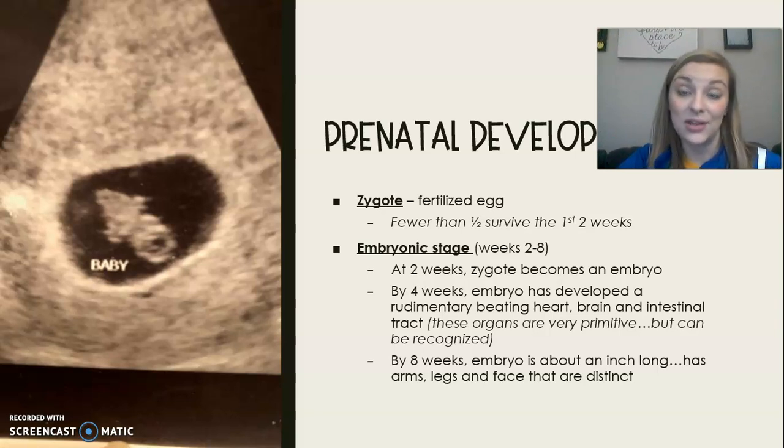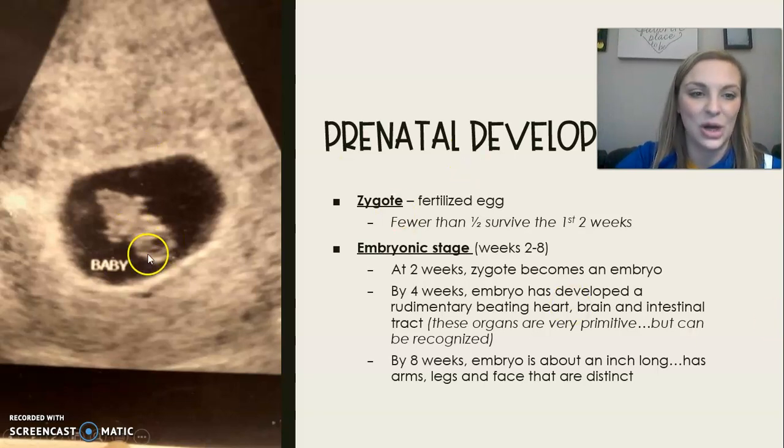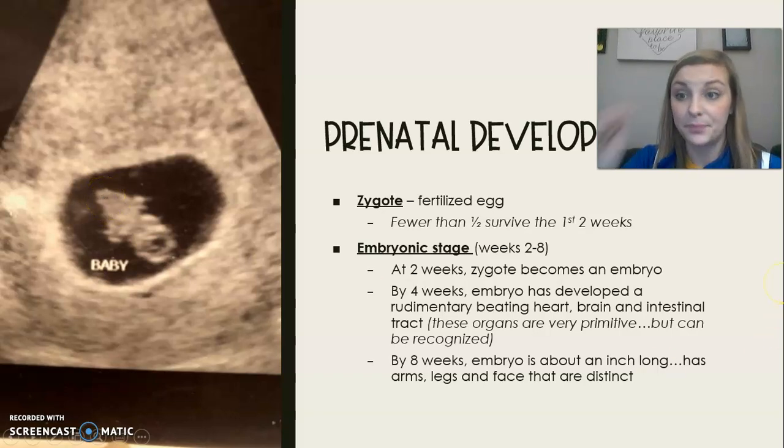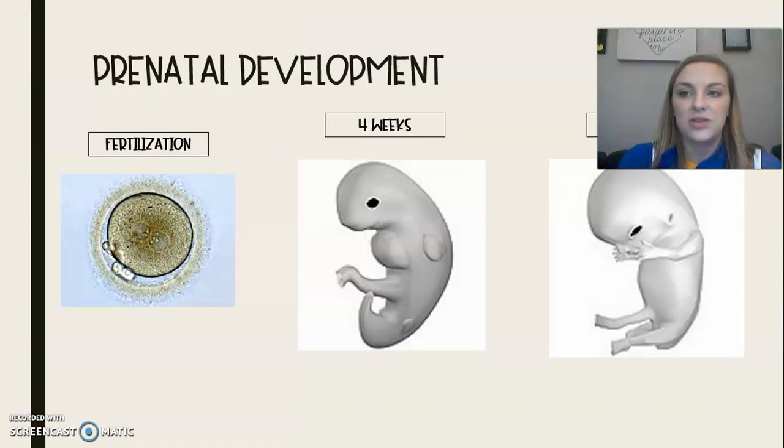So I like to call this the gummy bear stage, because that's what they look like. So here is her head, here's her little arm buds, her little feet buds down here. So that's kind of the next stage that we see. So here's just kind of like a better picture, so you can kind of see what it looks like.